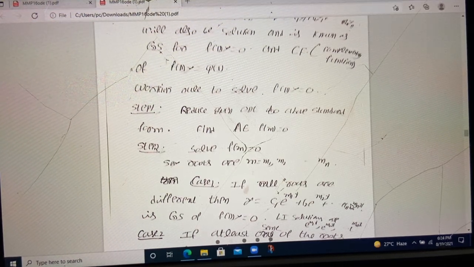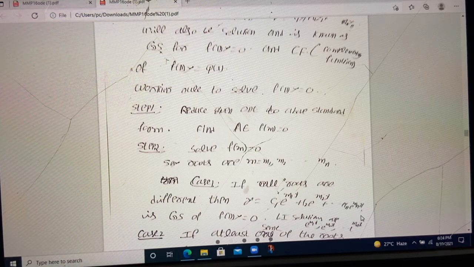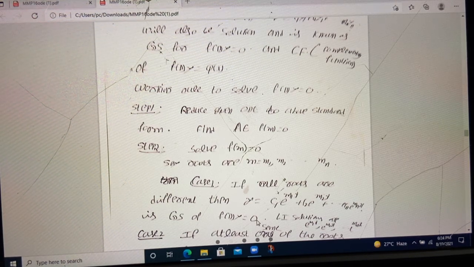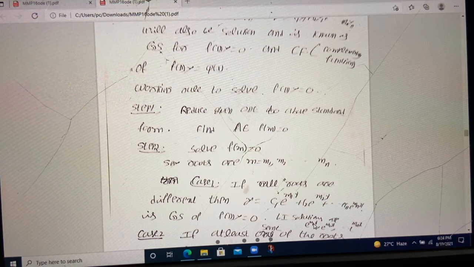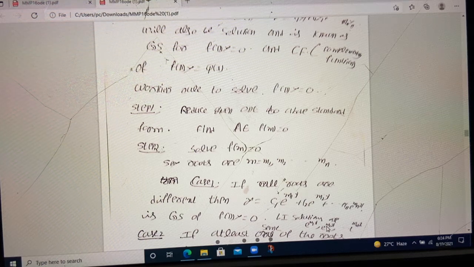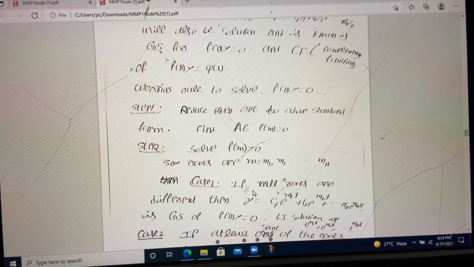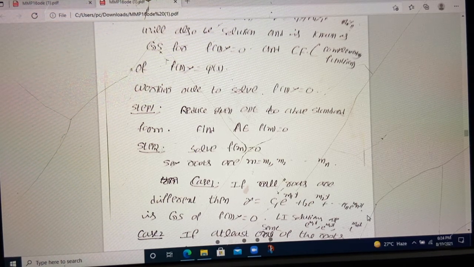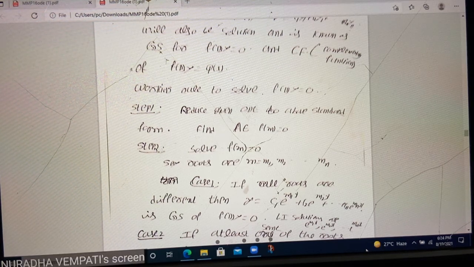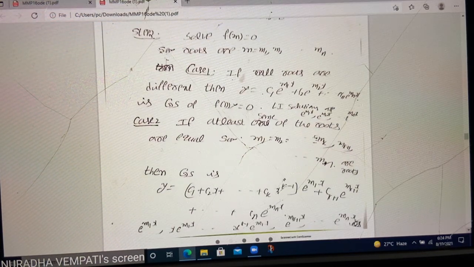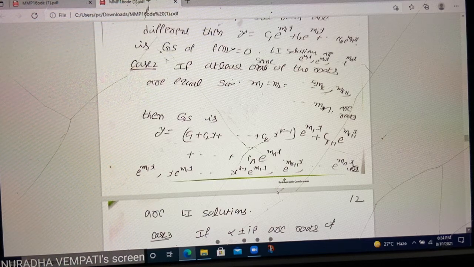We get c1 e^(m1x), c2 e^(m2x), ..., cn e^(mnx) as the general solution of this equation f(t, y) = 0. So the linearly independent solutions are e^(m1x), e^(m2x), and so on. Whenever you are given a general solution, the coefficients of c1, c2, ..., cn give the linearly independent solutions.